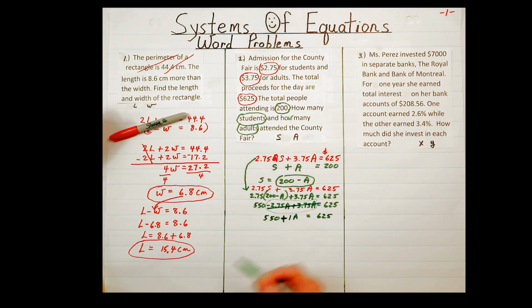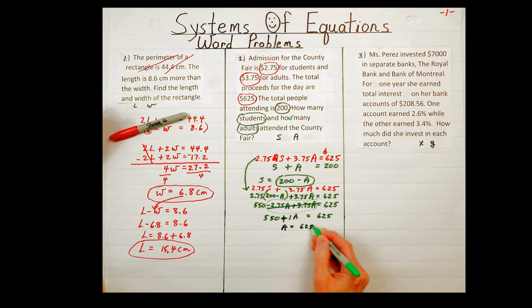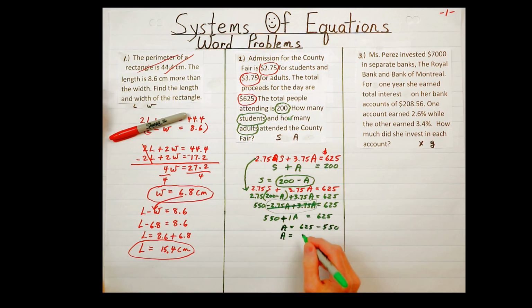So these are gone now. Bring down 550, bring down 1a, bring down the equal sign, bring down 625. Now we want to move the 550 to the right-hand side of the equal sign so that a is by itself over on the left side. So we get a, or 1a, equals 625 minus 550. Now, that looks like it should be 75. Yeah, so I think that's right, 75. And that would be adults, right? Of course.